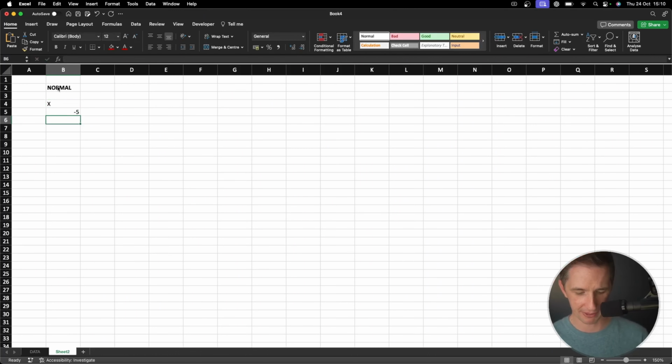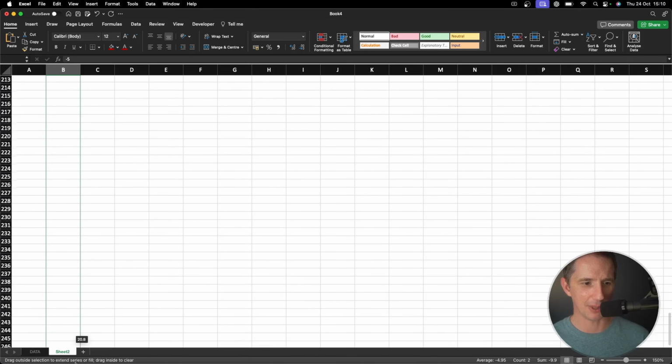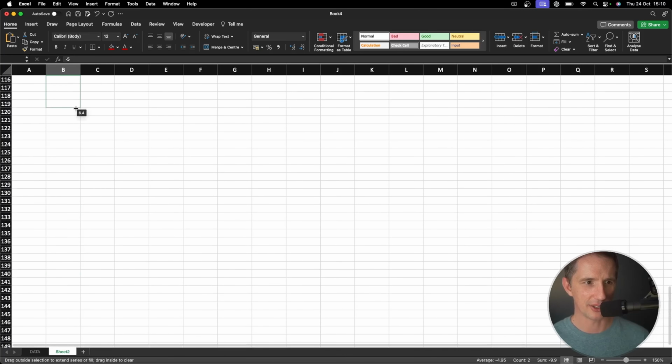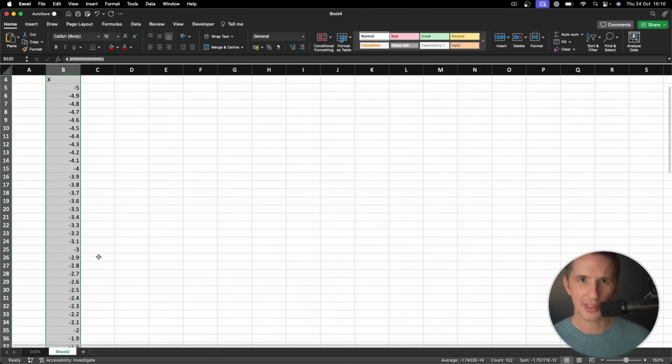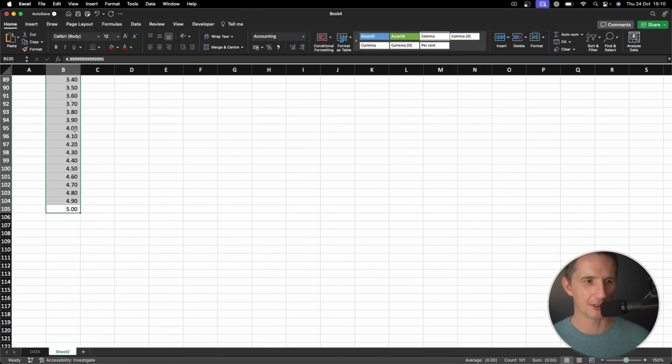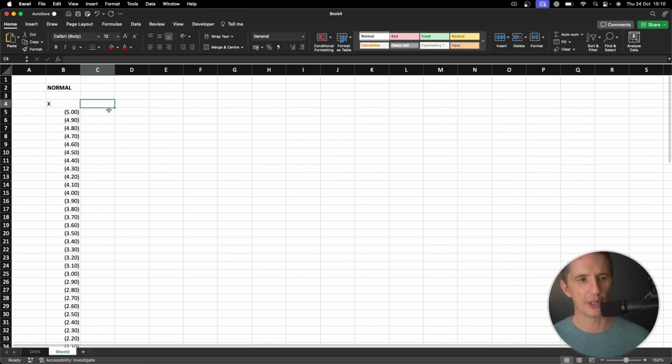I'm going to put -5, -4.9, and then I'm just going to drag this down all the way until I get to +5. So let's see, when do I get to +5? 6.4. There you go. Let's just format this so it all looks nice and neat. By now you're used to what I'm like. Now what I want to do is build some kind of probability distribution for you.